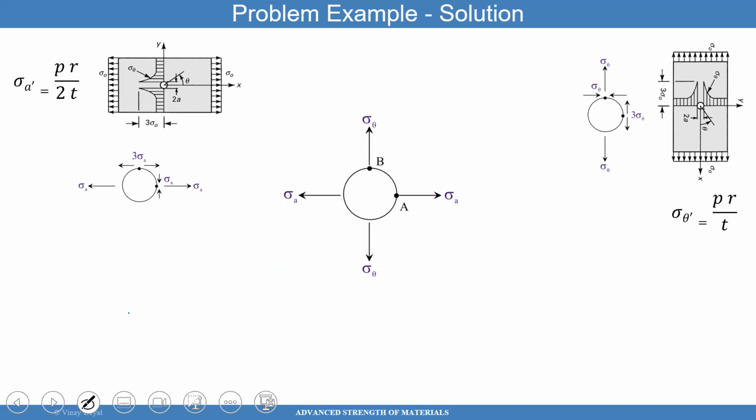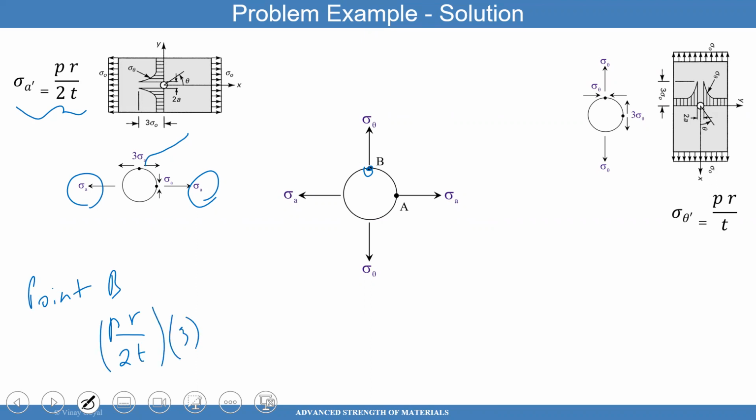If I look at the stress state right here, when I apply this axial stress, which is this one right here, I get that at point B, which is right here. Let's look at point B. At point B, the stress state is going to be PR over 2T times 3. And then if I look at point B here, you can see that the stress states are subtracted now, because that's a compression stress, and it's going to be the negative of PR over T.